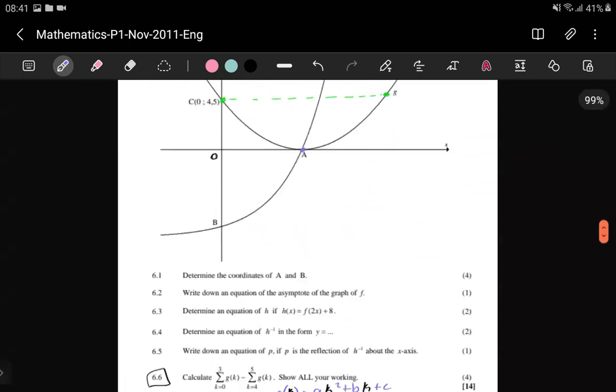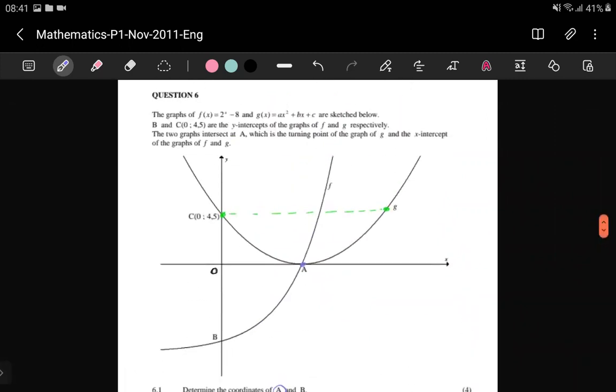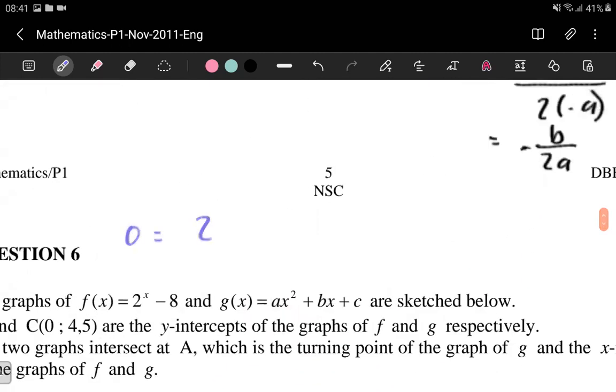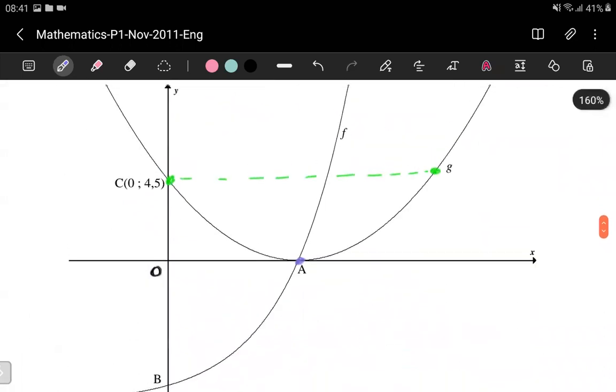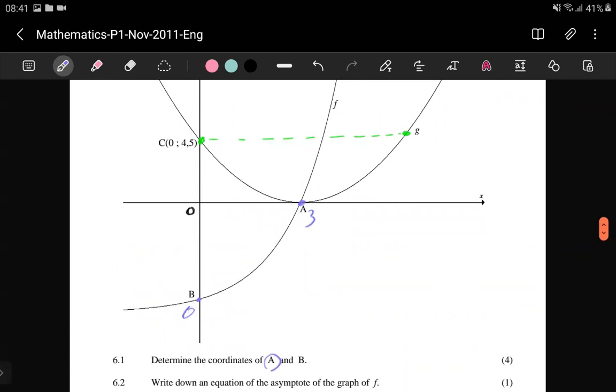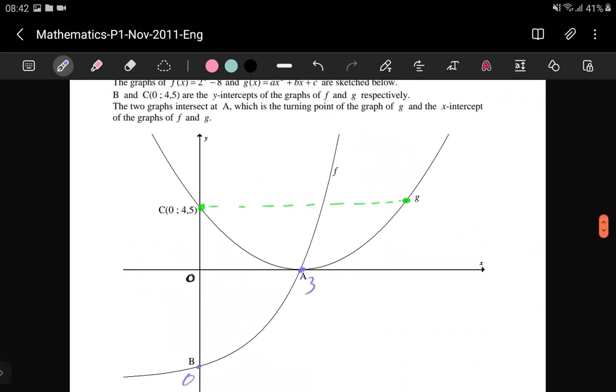So let's see. Here you would have been asked to get the coordinates of a and b, but getting a, it's just the x-intercept of f. So here you would have just said y is 0, 2 to the power of x minus 8. 8 goes to the other side. 2 to the power of 3 is what 2 to the power of x is equal to. Therefore, x is 3. So, definitely a has to have an x value of 3. B already has an x value of 0. So the x has a value of 3, because that's the x-intercept. That's what we're looking for anyways.